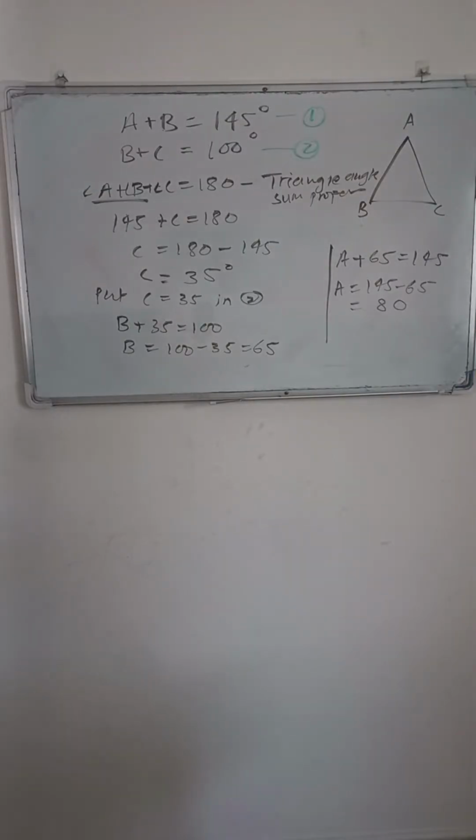That's it. So these are the angle values. And if you check your worksheet, the sequence of the angles is also given. So according to that, A, B, C: A is 80, B is 65 and C is 35. So option A is the correct option.